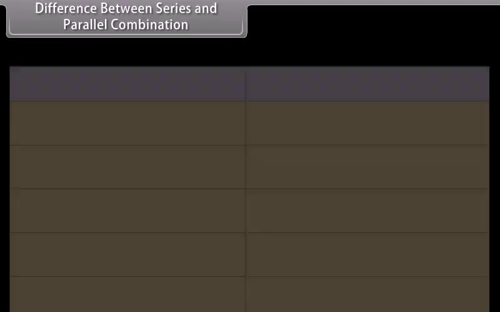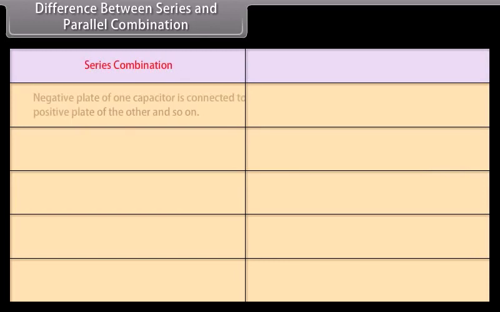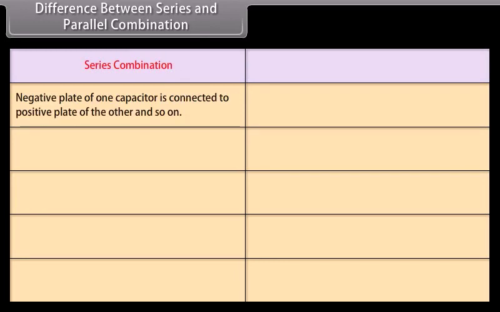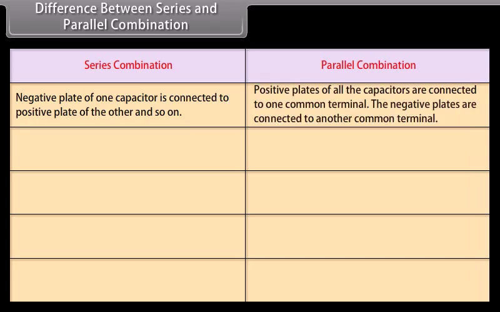Difference between series and parallel combination. In series combination, the negative plate of one capacitor is connected to the positive plate of the other and so on. Whereas in parallel combination, positive plates of all the capacitors are connected to one common terminal and negative plates are connected to another common terminal.